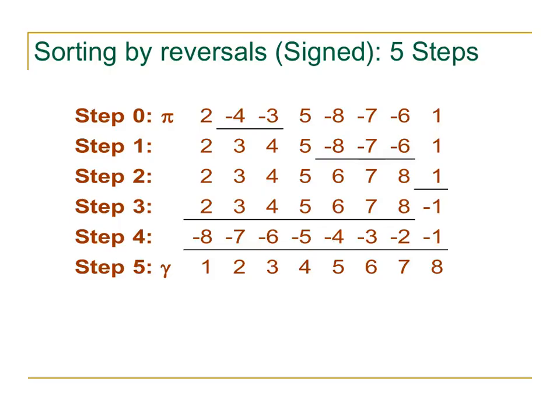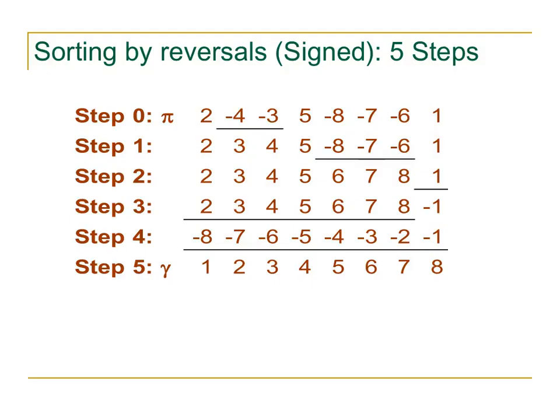Building on the previous example, here's how we sort the signed permutation pi equals 2, minus 4, minus 3, 5, minus 8, minus 7, minus 6, 1, into the identity, gamma equals 1, 2, 3, 4, 5, 6, 7, 8, in 5 clear steps. Step 0. Start with pi: 2, minus 4, minus 3, 5, minus 8, minus 7, minus 6, 1.